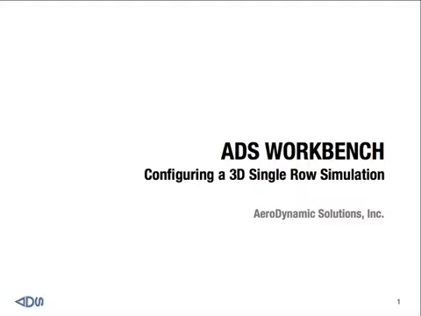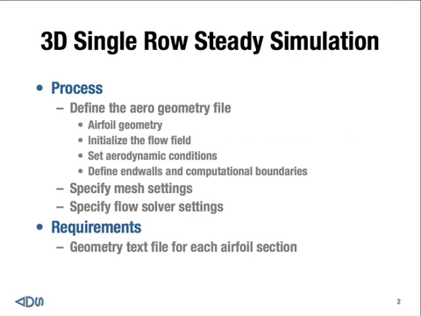In this lesson we will go through the setting up of a 3D single row steady simulation. To begin, we must first select an airfoil geometry. We will then initialize the full field, set the aerodynamic conditions, and define end walls and computational boundaries. Once that has been completed, we will then select mesh settings and flow solver settings.